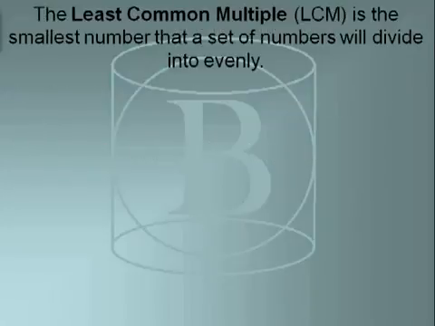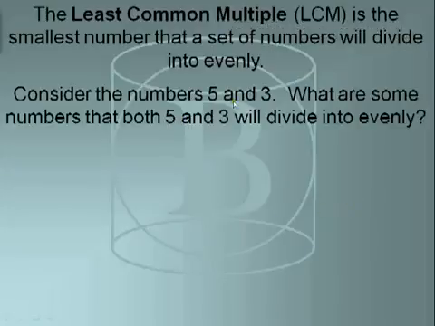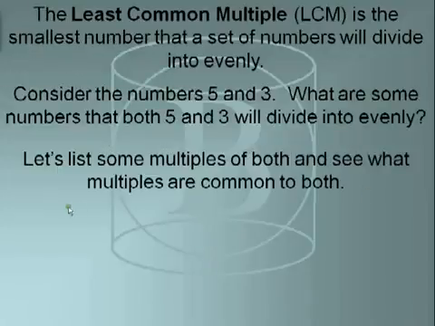Alright, the least common multiple is the smallest number that a set of numbers will divide into evenly. That also needs to be in your notes. So we're going to consider the number 5 and the number 3, and we're going to discuss what are some numbers that both 5 and 3 will divide into evenly. And what we can do is start listing some of the multiples of both of the numbers and see what multiples are common to both.